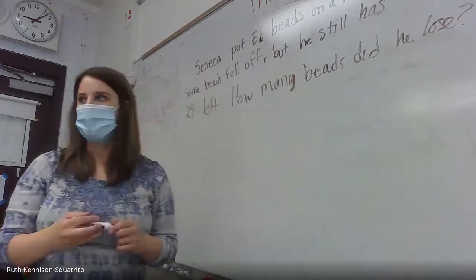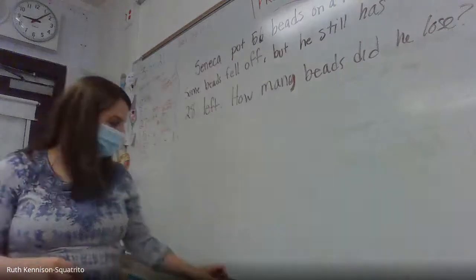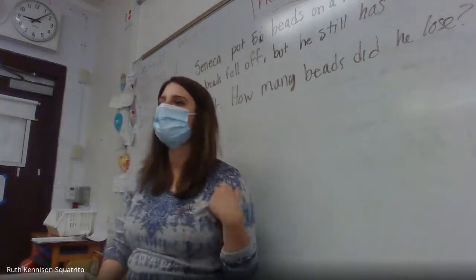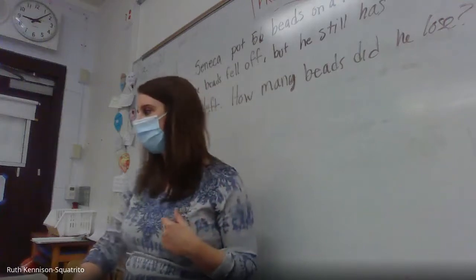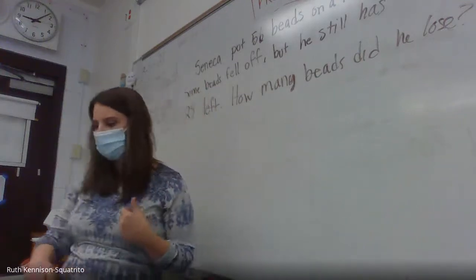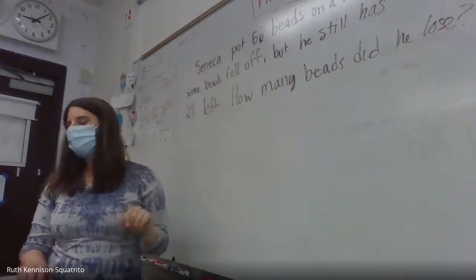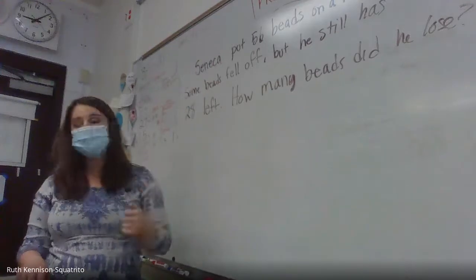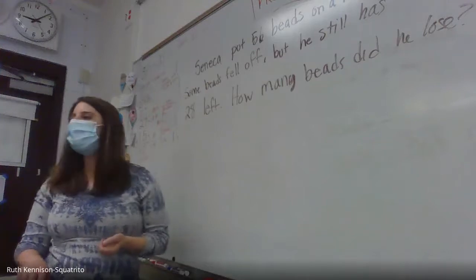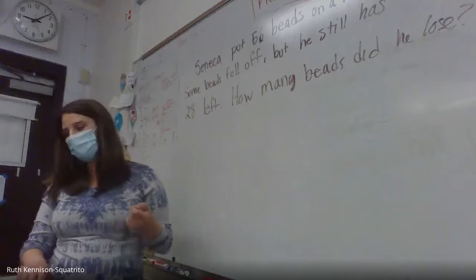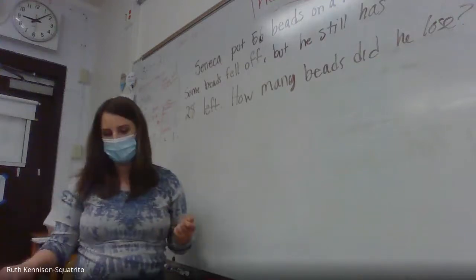Okay. All right, so second graders, eyes and ears up here. I see some of you have been reading the problem. That's awesome. Bonus points to anybody who's been reading the problem through. Okay. Seneca put 56 beads on a necklace. Some beads fell off, but he still has 28 left. Okay, how many beads did he lose?